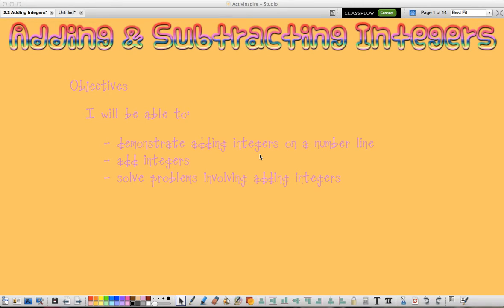Welcome to lesson 2:2, adding integers. Right, so we're going to take the subtracting part of it out of today and we're just going to talk about adding integers. So after today's lesson, you should be able to demonstrate adding integers on a number line, add integers, and solve problems that involve adding integers.